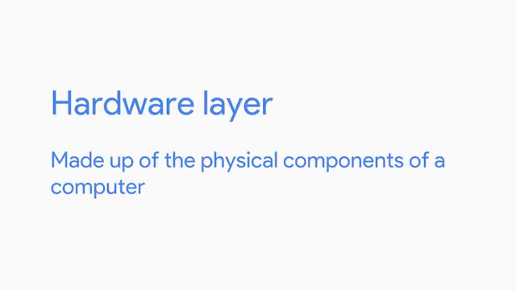The hardware layer is made up of the physical components of a computer. These are objects you can physically hold in your hand: laptops, phones, monitors, keyboards. You get the idea. In the next lesson, you'll learn all of the components of a computer and how they work. You'll even be able to build your own computer by the end of this module.